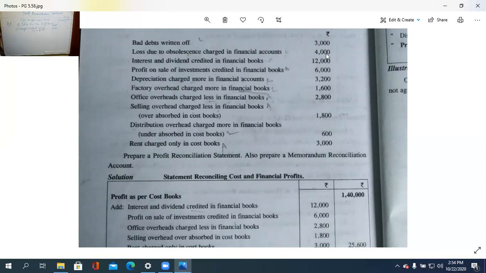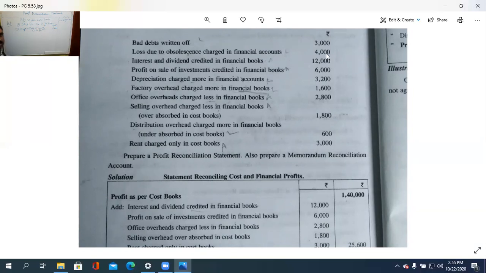Then next item, depreciation charged more in financial accounts. Depreciation. What is that? Financial books in over absorption of overhead, isn't it? So depreciation charged more. Then factory overhead charged more in financial books. What is that? Over absorption. Then selling overhead charged less in financial books.